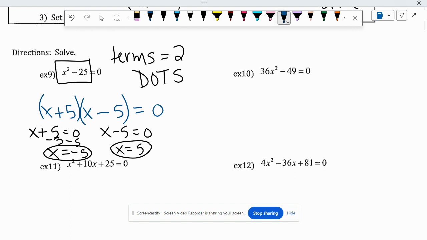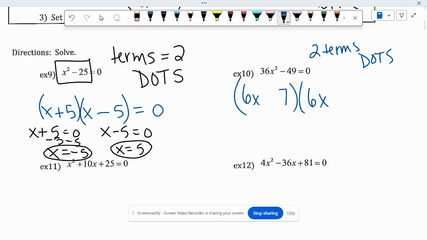Okay, example number 10. How many terms do I have? 2 terms. That means that this is probably a difference of squares. Are they both perfect squares? 36x squared is a perfect square, and so is 49. What's the square root of 36x squared? 6x. What's the square root of 49? So what's going to go in between the 2 parentheses? Like what term goes 6x blank 7, 6x blank 7? One gets a plus, one gets a minus.